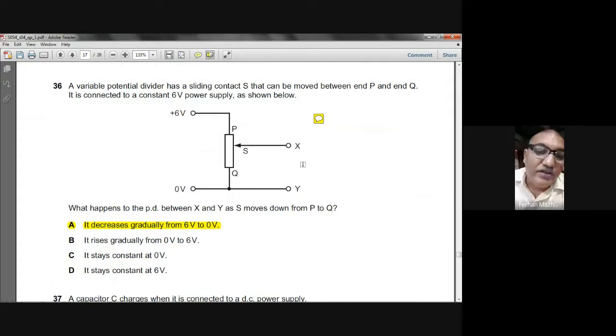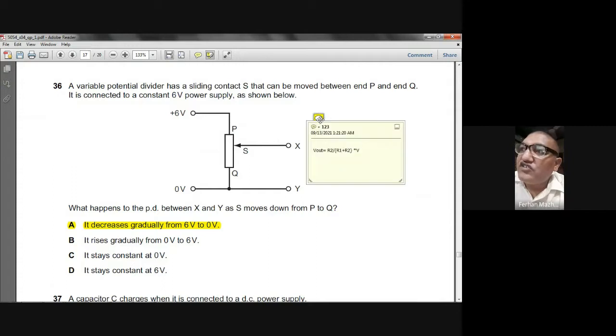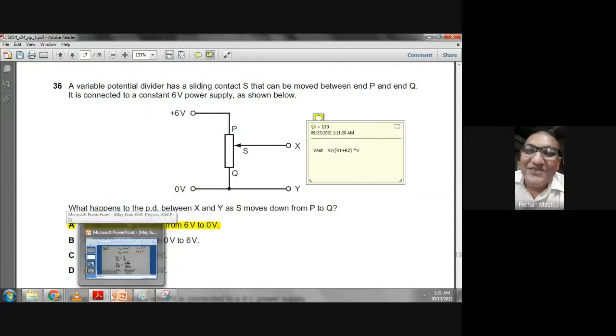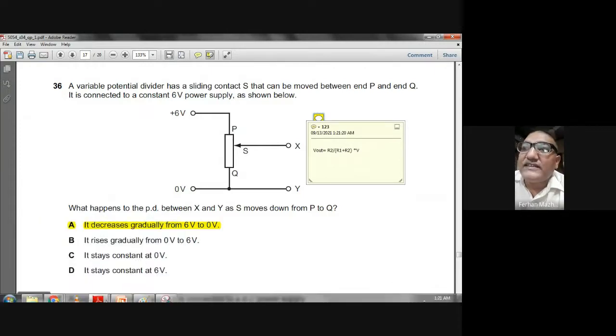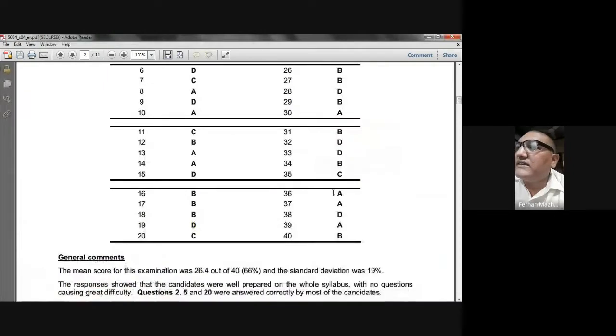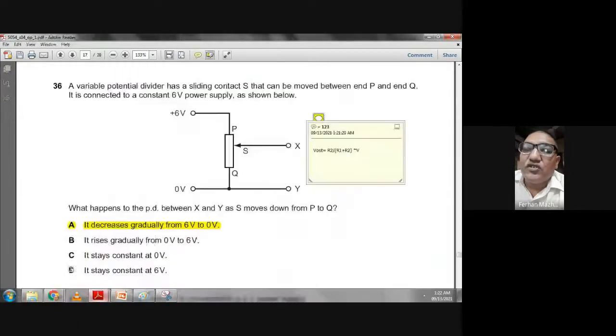You should read your concept of the potential divider. I have tried to show you how this is done. Hopefully you understand and recognize this formula. So that's A, question number 36. Let's check what's the option. Question number 36, A is the right option. So let's move.